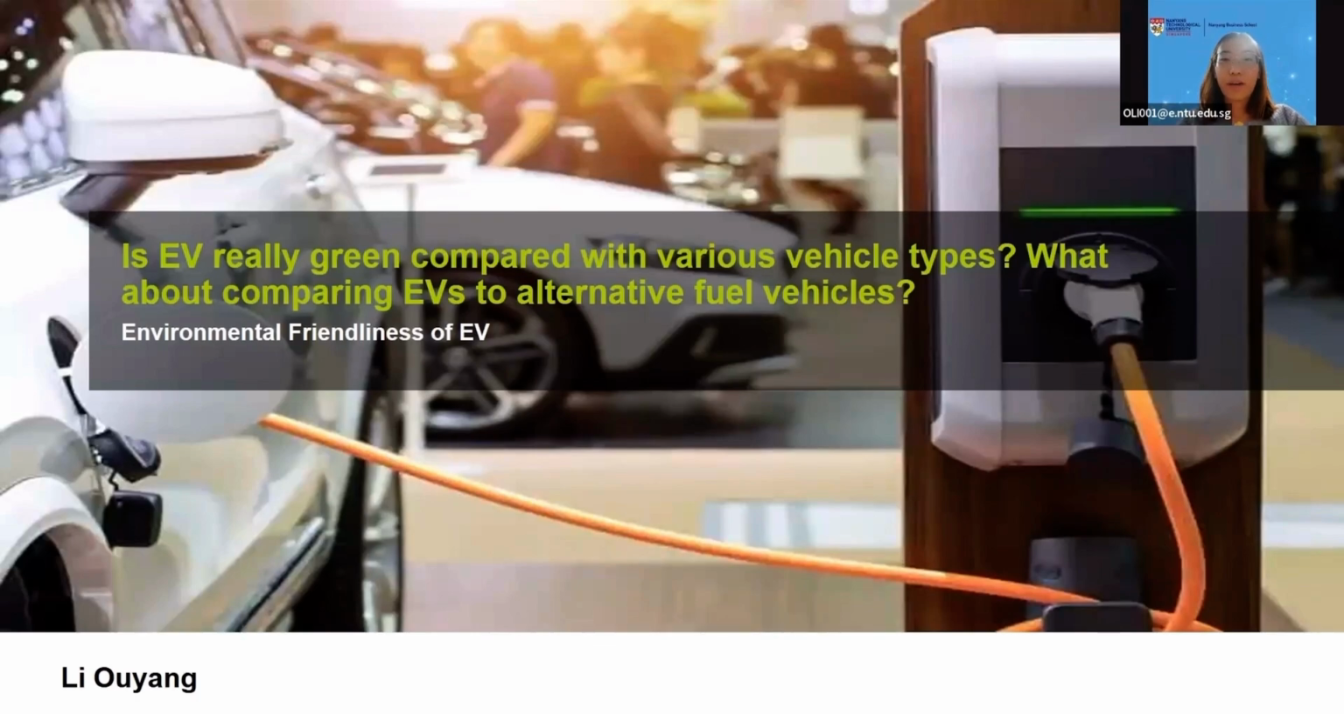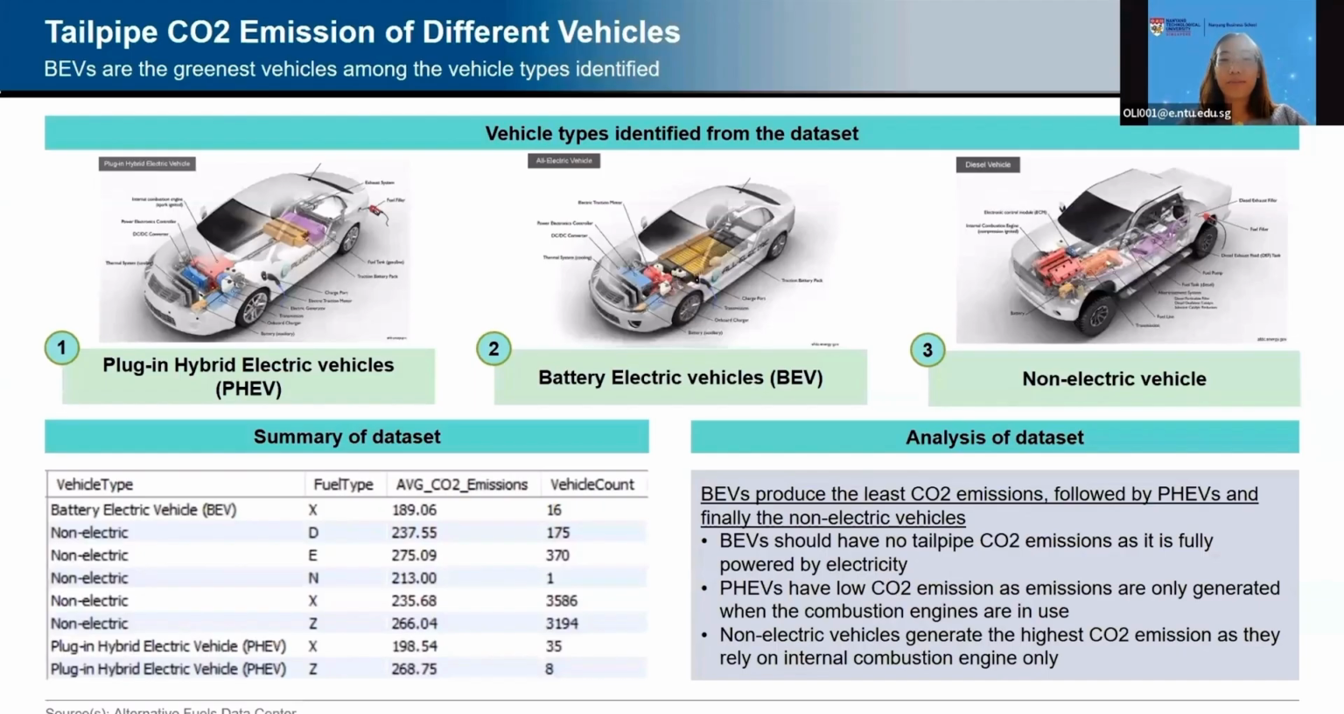Now, moving on to our first question: is EV really green compared with various vehicle types? Our data exploration has found that there are three types of vehicles in the CO2 emission Canada dataset. They are plug-in hybrid electric vehicles, PHEV, battery electric vehicles, BEV, and non-electric vehicles.